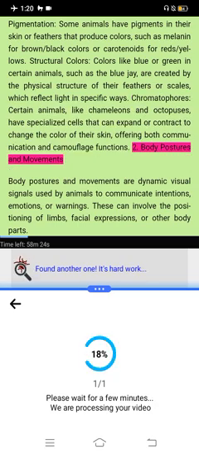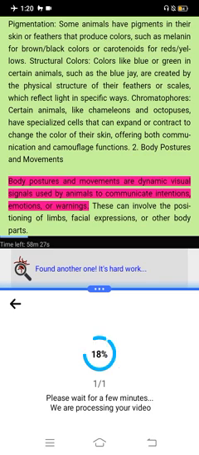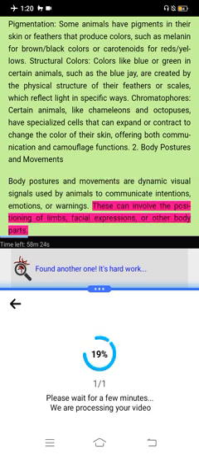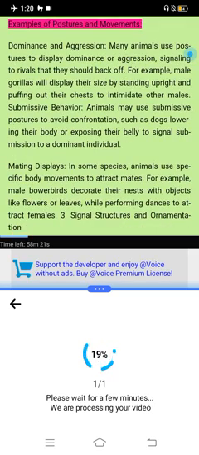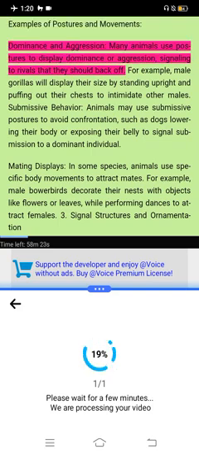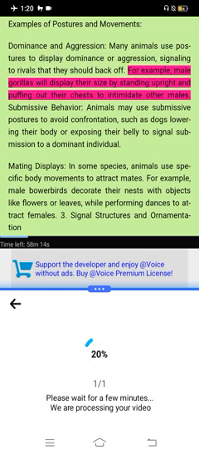2. Body postures and movements. Body postures and movements are dynamic visual signals used by animals to communicate intentions, emotions, or warnings. This can involve the positioning of limbs, facial expressions, or other body parts. Examples of postures and movements. Dominance and aggression. Many animals use postures to display dominance or aggression, signaling to rivals that they should back off. For example, male gorillas will display their size by standing upright and puffing out their chests to intimidate other males.